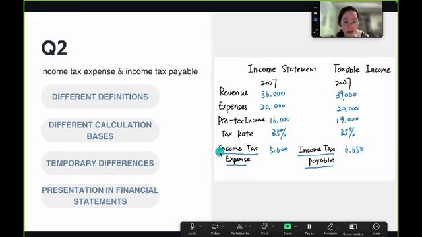As you can see, the final result for the income tax expense is 5,600, and for the income tax payable is 6,500. So that's my answer. These two things are totally different.